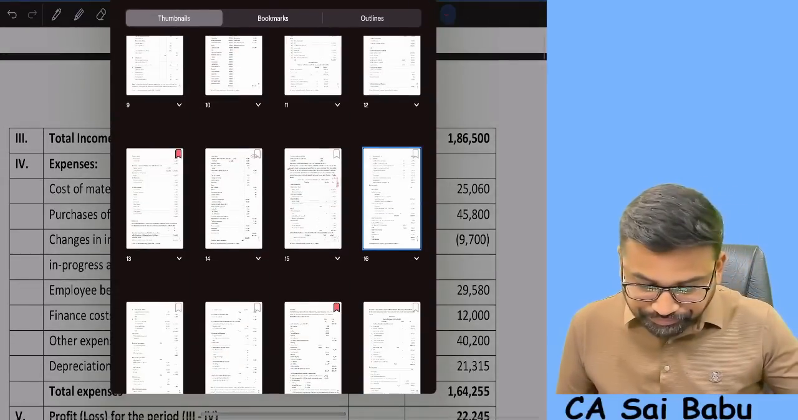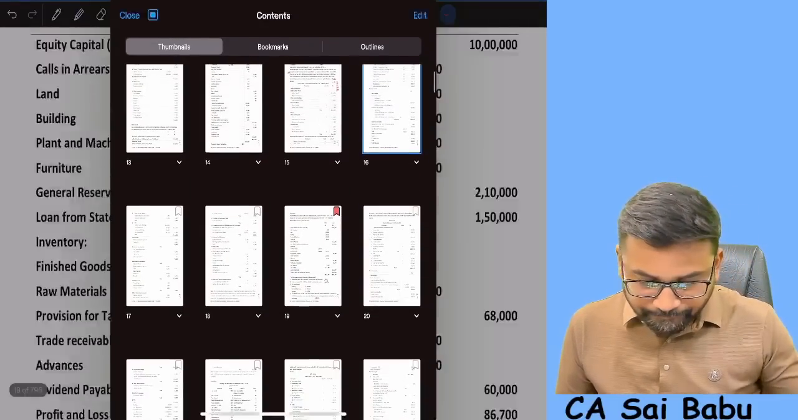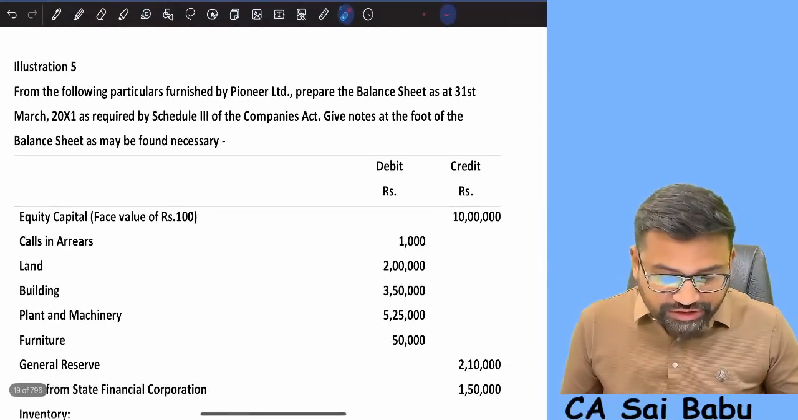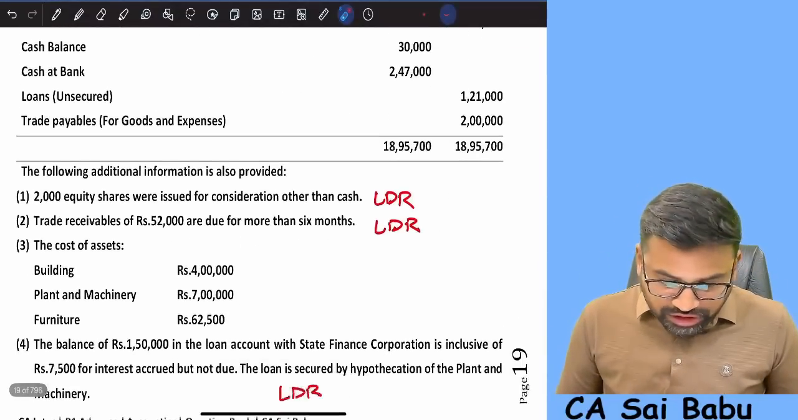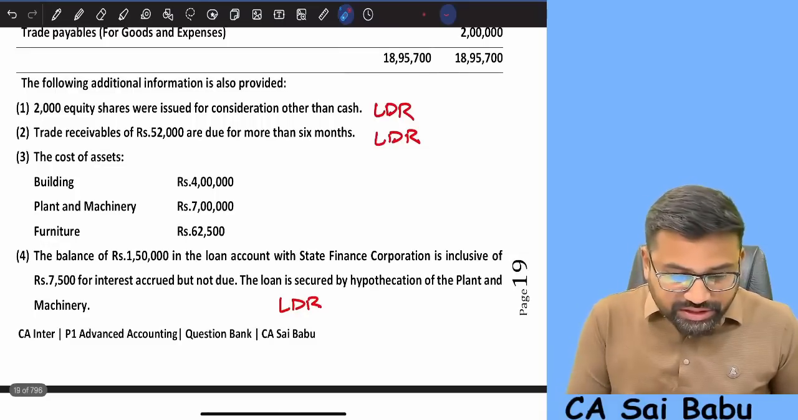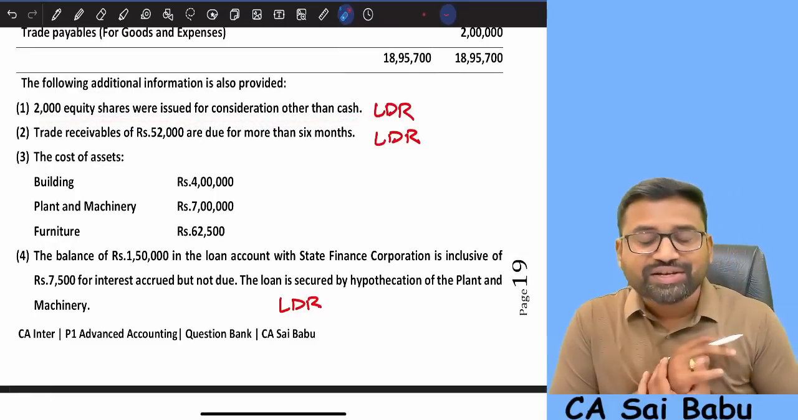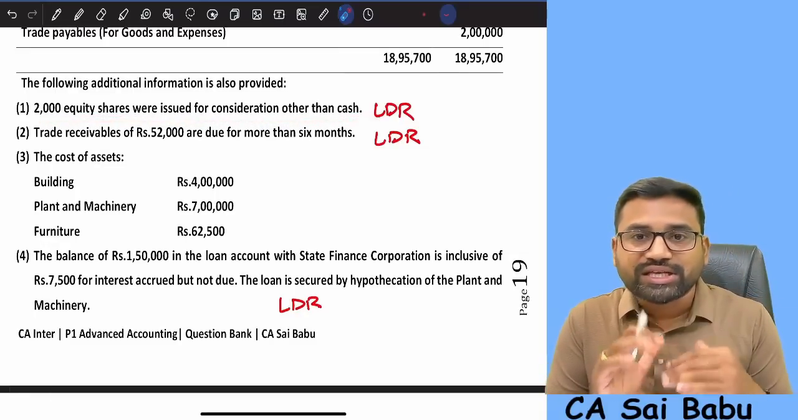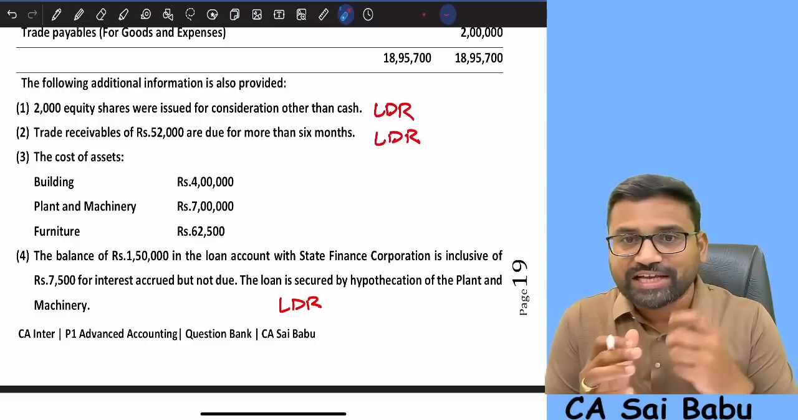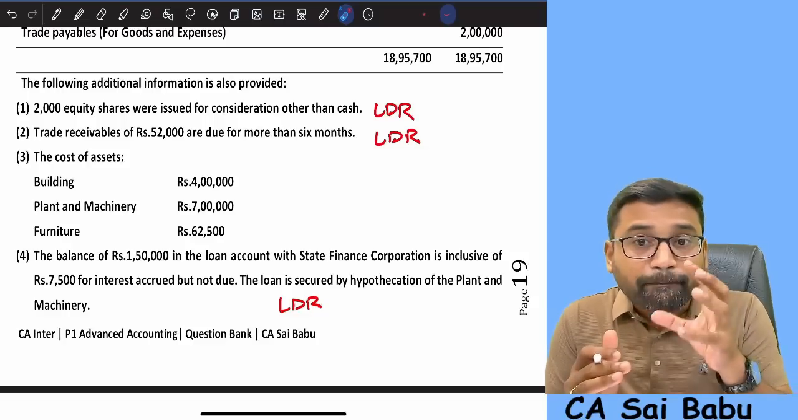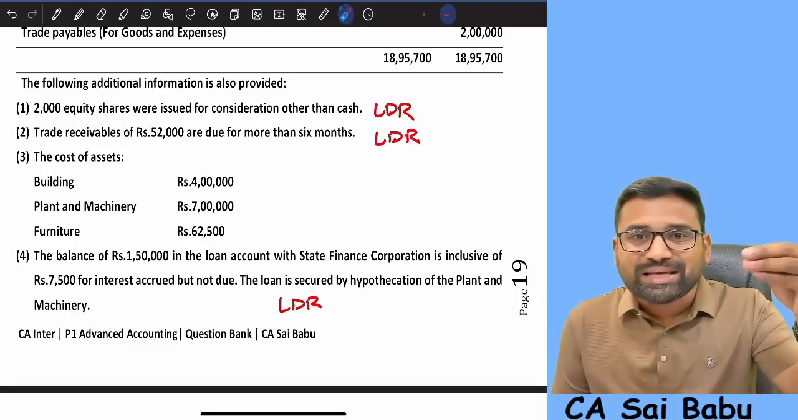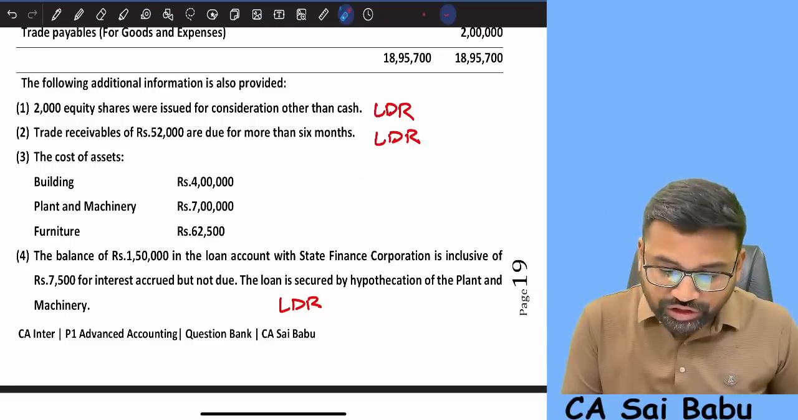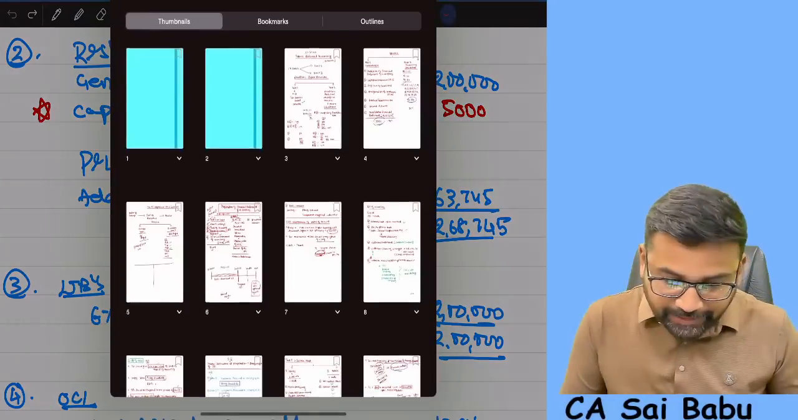Next, illustration number 5 is one of the very important questions. In this question, you see additional information. 2,000 shares were issued for consideration other than cash. Whenever any shares are issued for consideration other than cash, as per Schedule 3, we need to present it separately in the notes to accounts. In the notes to accounts, we need to present this separately.